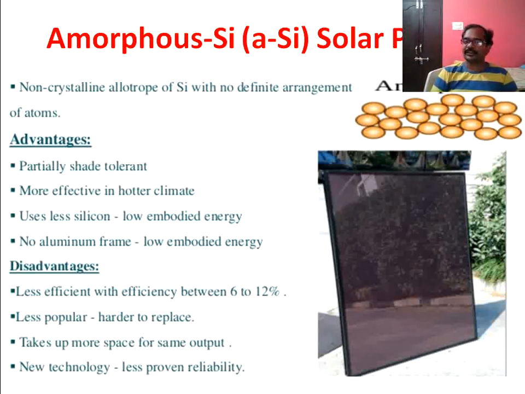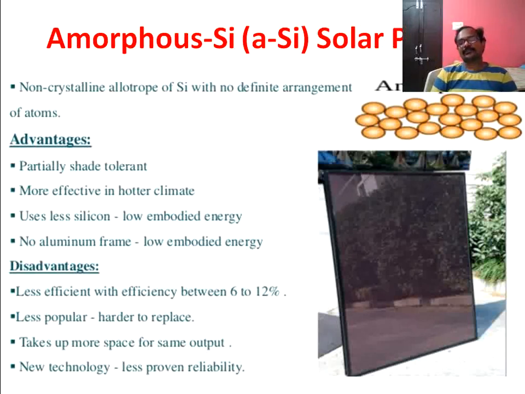More effective in hotter climates, so it will be more useful in hotter climates. As I already told you, monocrystalline solar cells are not useful for hotter climates, because if the temperature increases beyond 25 degrees centigrade, then the efficiency drastically decreases. Polycrystalline solar cells are better compared to monocrystalline. But if you compare amorphous solar panels with monocrystalline and polycrystalline, amorphous solar panels can be used in very, very hot climates. Maybe in the deserts we can use this type of solar panel.